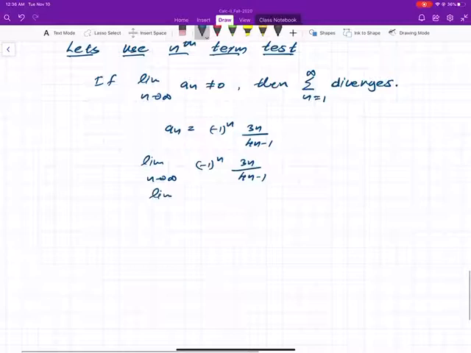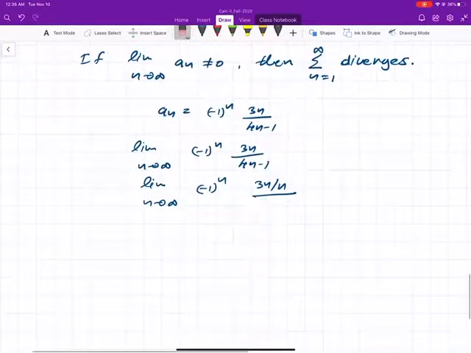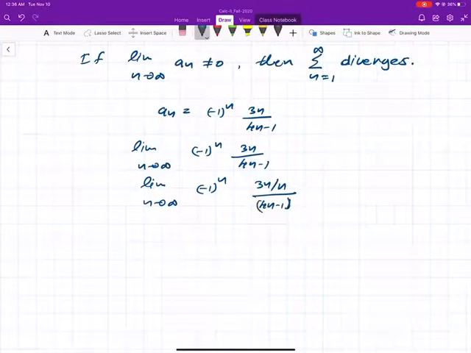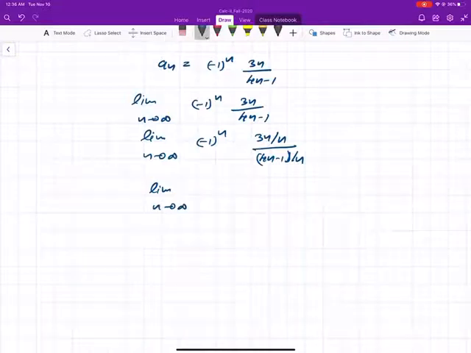Now you just divide the numerator and denominator by the highest power of n. So you write negative 1 to the power n, then you do this trick that you learned in Calc 1. You learned limits in Calc 1, alright? So you have done this part in Calc 1. So you divide numerator and denominator by n, and then this is 3 over 4 minus 1 over n.